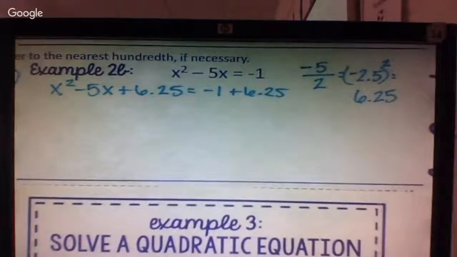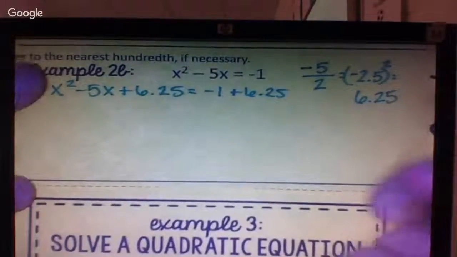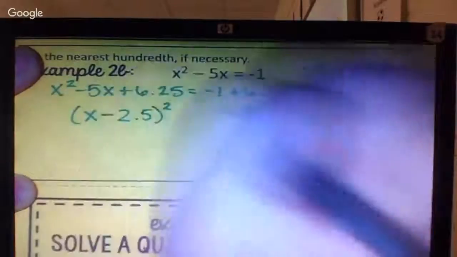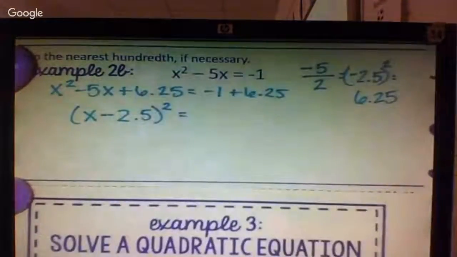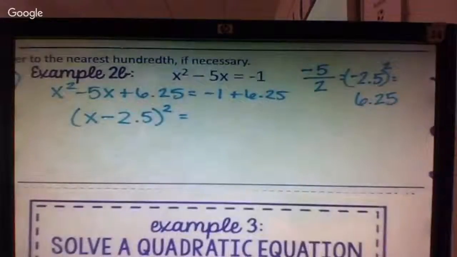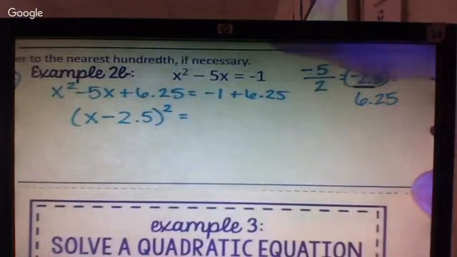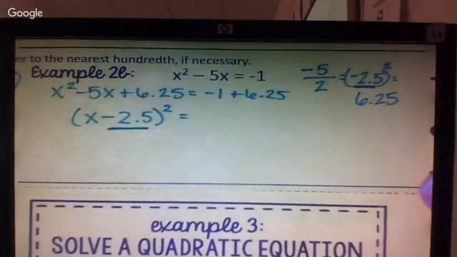What that does is it makes the left side of your equation a perfect trinomial, which means I can rewrite this left side as (x - 2.5) squared. If you were to factor that, you'd get (x - 2.5) times (x - 2.5). So the easy way is to just take that. Again, this and this will always match.